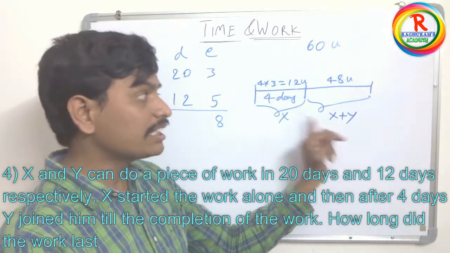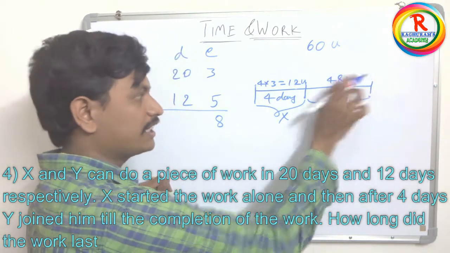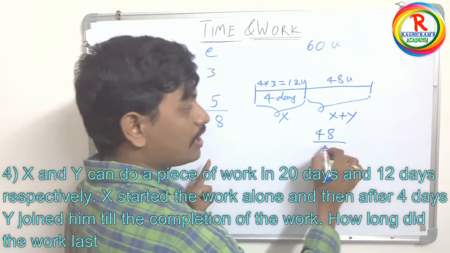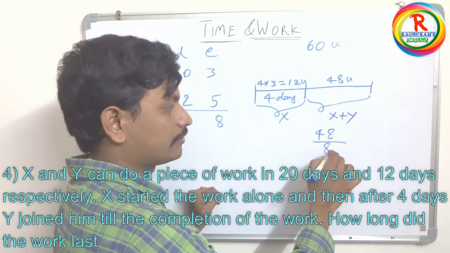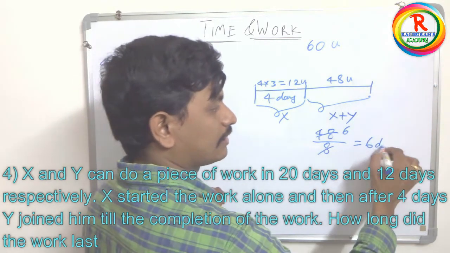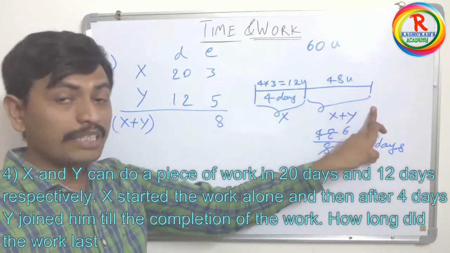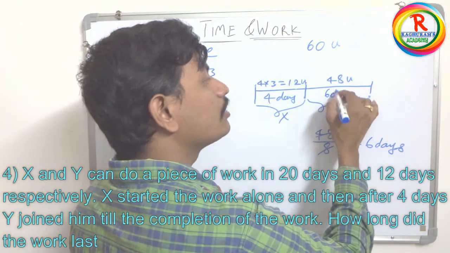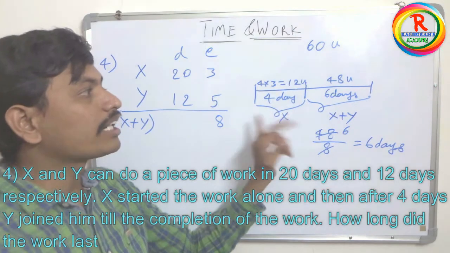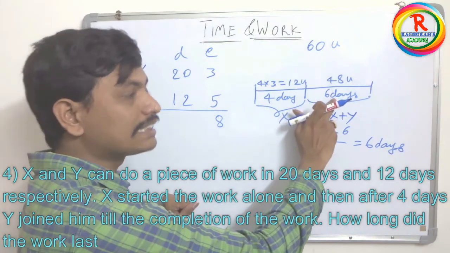Now together, the remaining work can be completed in how many days? What is left? 48 units, and together they can complete in one day 8 units in total. So 48 by 8. So what's the answer? 8 sixes are 48. Here they may ask you the question in two ways. If the question is: remaining work can be completed in how many days? Then the answer is 6 days. But what's the question? How long did they work? X alone worked 4 days and both completed the remaining work in 6 days.